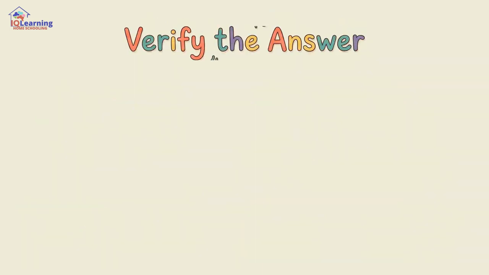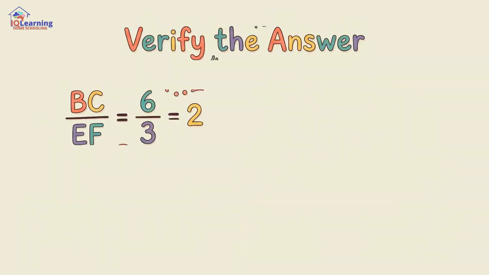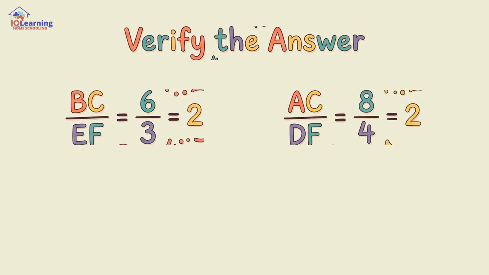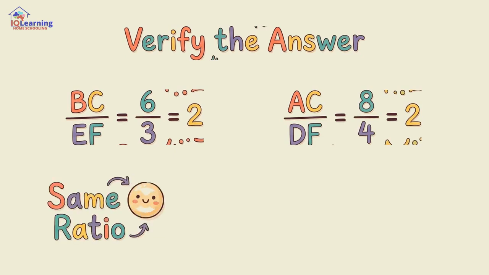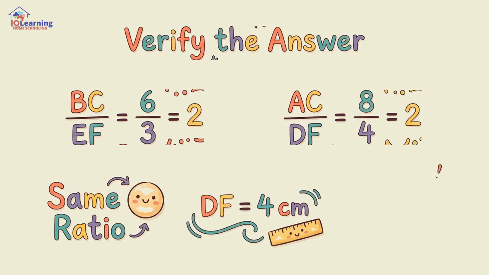Now verify the answer. BC matches EF, and 6 divided by 3 also equals 2. AC divided by DF is 8 divided by 4, which is again 2. Every pair gives the same ratio, so the triangles are consistent. The missing side length is 4 centimeters.